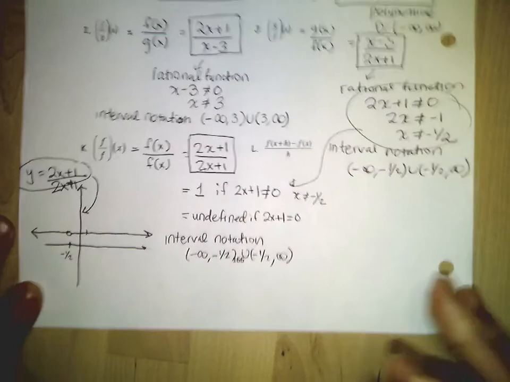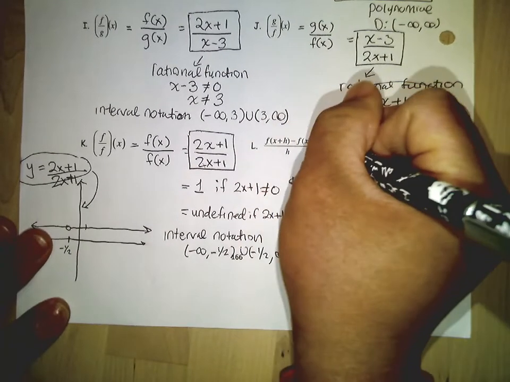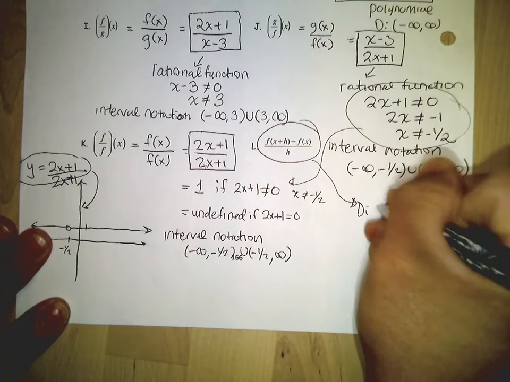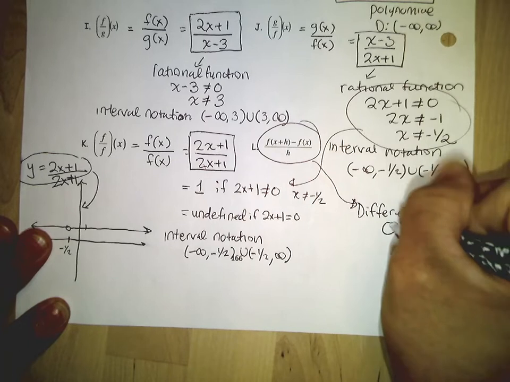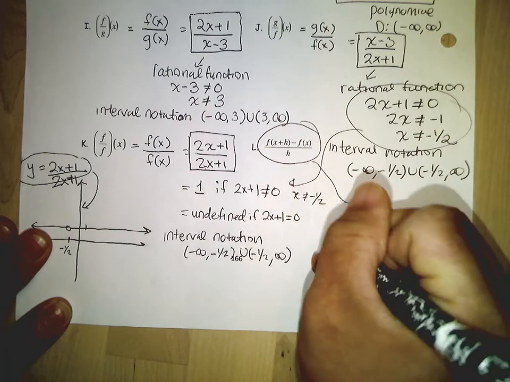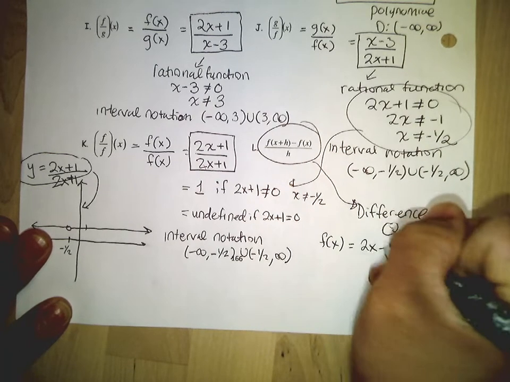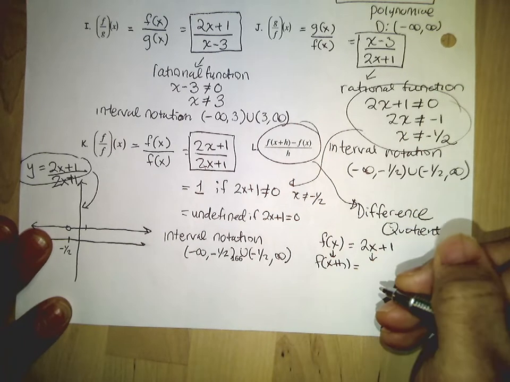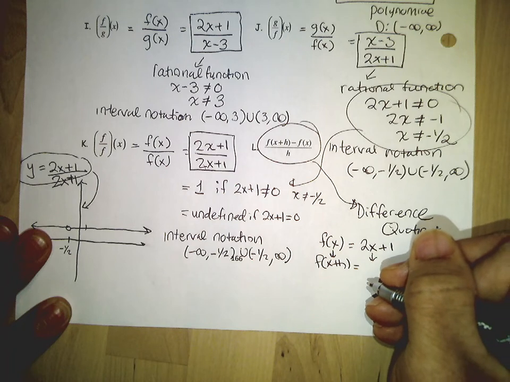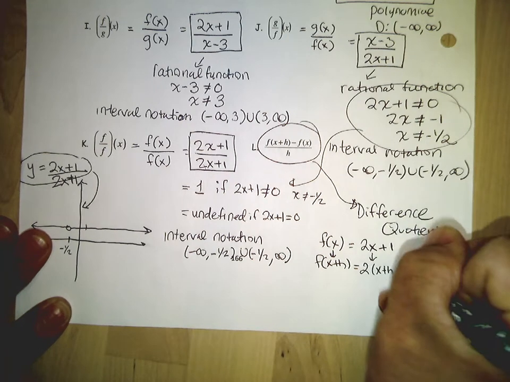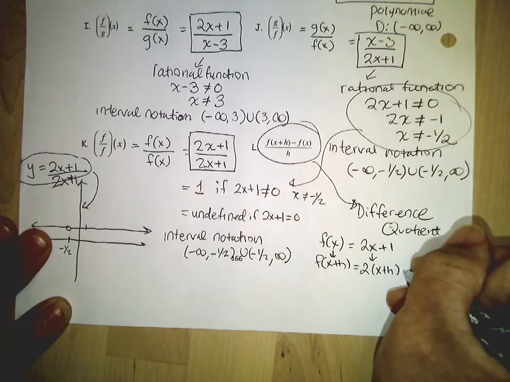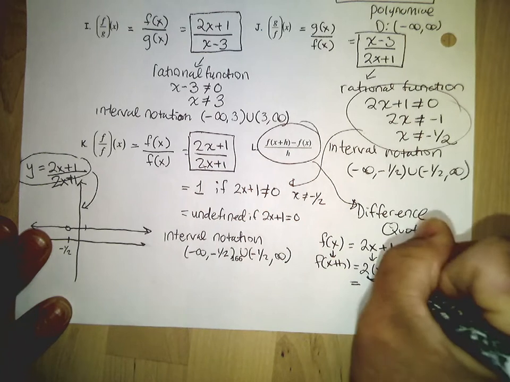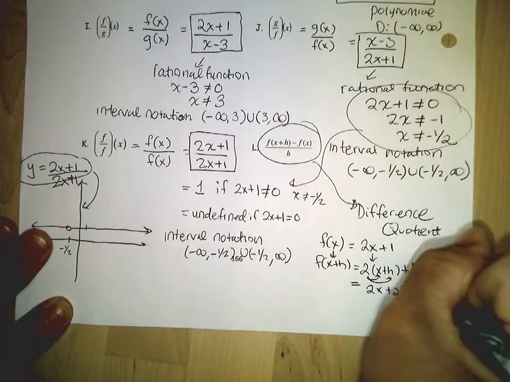All right. So L, this is f of x plus h minus f of x all over h. I've mentioned before that this is called the difference quotient. So let's find this. Since f of x is 2x plus 1, f of x plus h will substitute in x plus h wherever x is. So f of x plus h will be 2 times x plus h. Notice how I'm putting x plus h in parentheses, plus 1, so that I will remember to distribute the 2 here. So I'm left with 2x plus 2h plus 1.